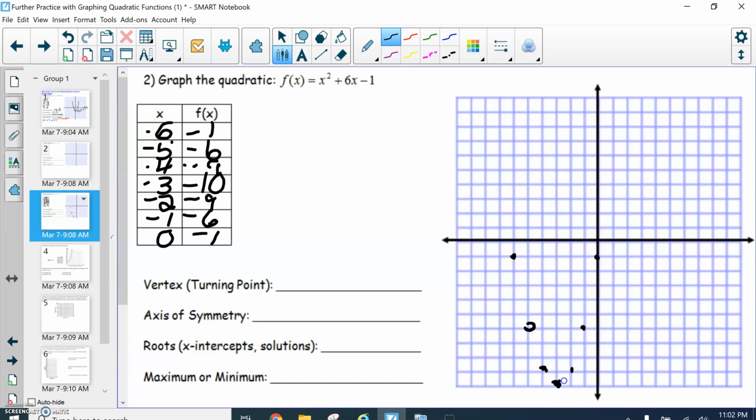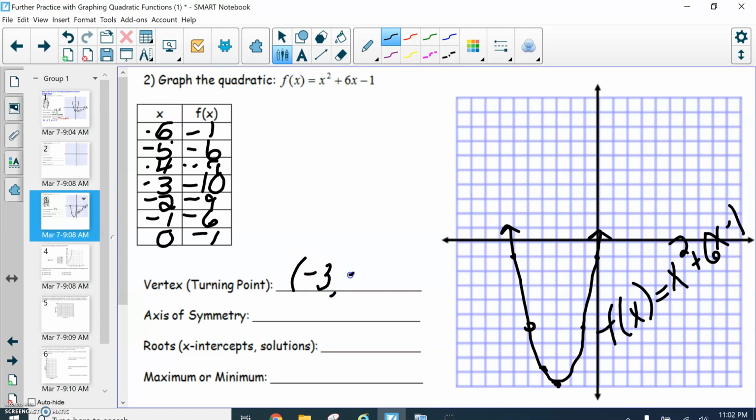Okay, so this time when I connect the points, I'm going to include arrows because they did not give us a specified interval. Okay. And then we label. All right, so we know that our vertex is negative 3, negative 10. Okay, our axis of symmetry is the vertical line going through the vertex, so that's going to be x equals negative 3.